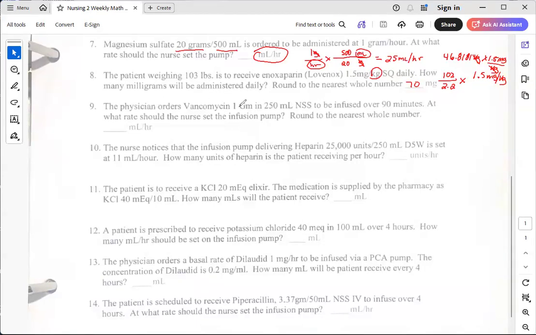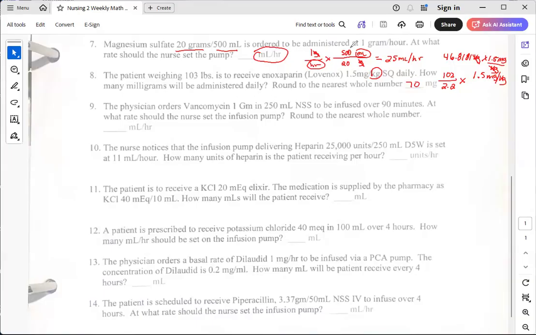Number nine, physician orders vancomycin 1 gram in 250 milliliters normal saline to be infused over 90 minutes. At what rate should the nurse set the infusion pump to, round it to the nearest whole number? So here's a couple things. In the previous question, like number seven, we did include the gram in our calculations. But in this one, we're actually not going to include it.